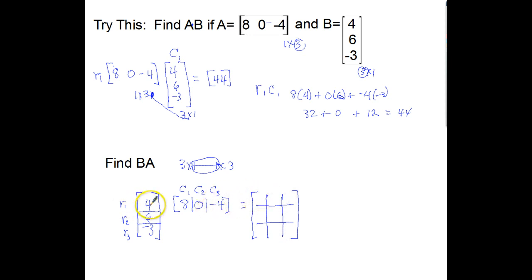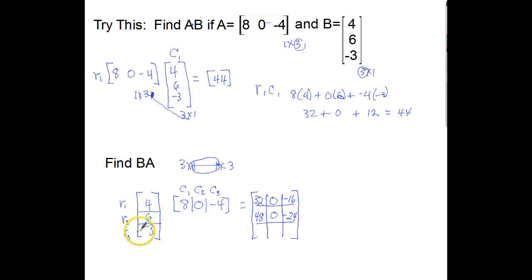So all the numbers in row 1 times all the numbers in column 1, well, there's only one in each, so it's 4 times 8 or 32. There's not a second part to this because there's only one in the row. This is row 1 times column 2, so it's 4 times 0 or 0. This is row 1, column 3, so it's 4 times negative 4 or negative 16. Row 2 times column 1, 6 times 8 is 48. Row 2, column 2, 6 times 0 is 0. Row 2, column 3, 6 times negative 4 is negative 24.